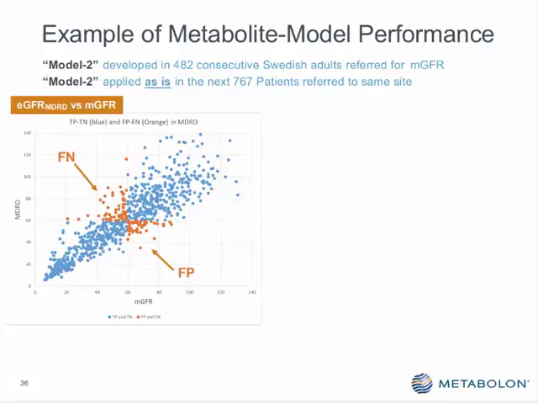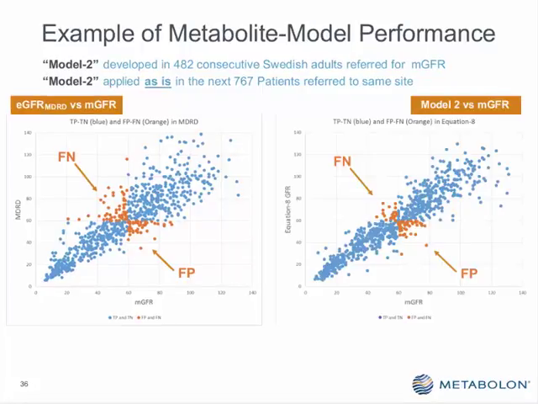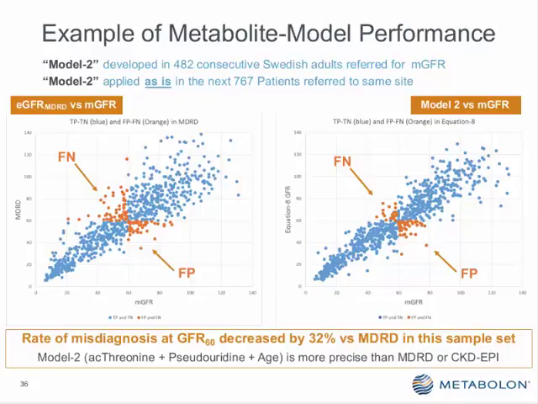You can see that there is a good spread of the data and that there are some false negatives and false positives highlighted in orange. A figure on the right-hand side here is how the accuGFR at this point, the Model 2 with the equation at this time, actually squeezes down these samples. So you can imagine the spread of the data on the left-hand side, if it were squeezed down and more tight, less false negatives, less false positives. That actually leads to a rate of misdiagnosis at GFR 60 to be decreased 32% versus MDRD.